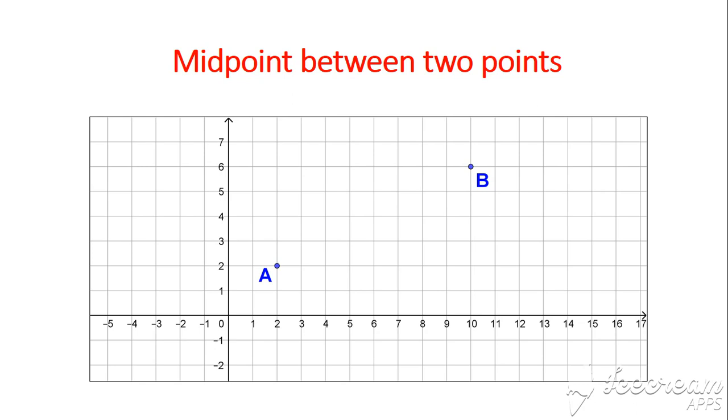Alright, so here are 2 points on the Cartesian plane, point A and point B. Our job is to find out where is the point that is halfway between A and B, the midpoint.